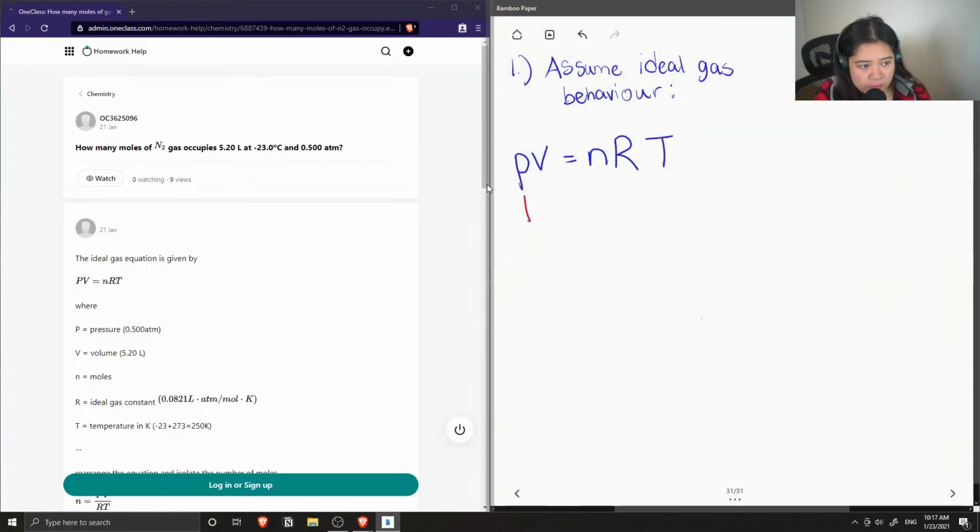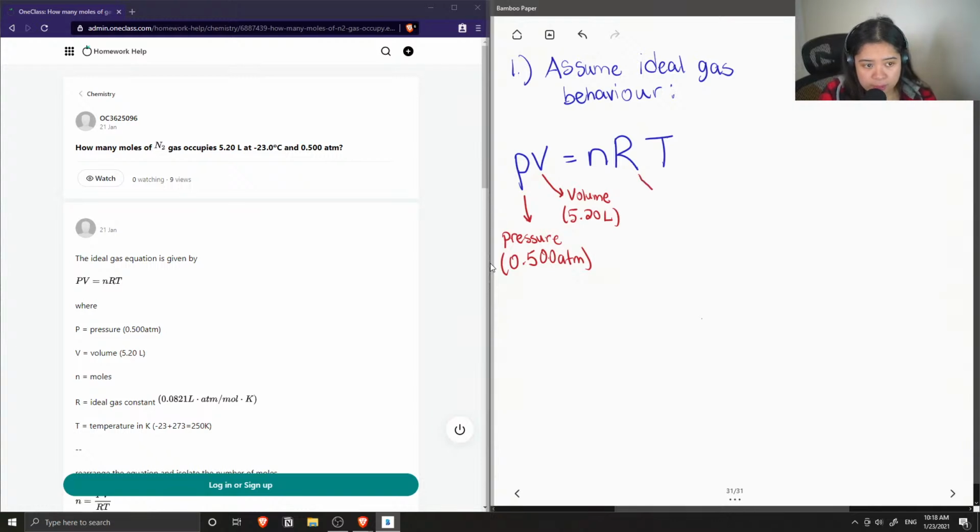So the P stands for pressure. And in our case, the pressure was given in the question, so it was 0.5 atm. The volume is V. And they gave it to us, it was 5.20 liters. And we're trying to find number of moles, so we're going to leave that.